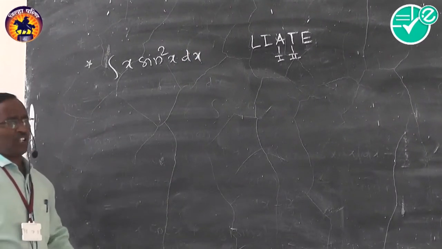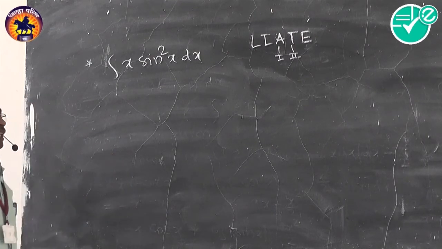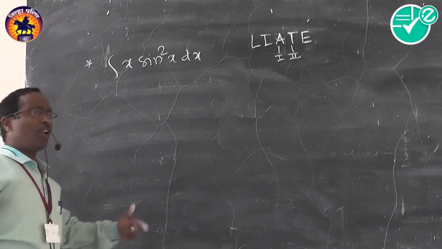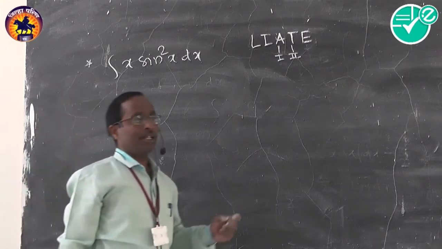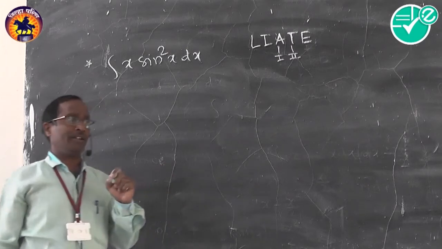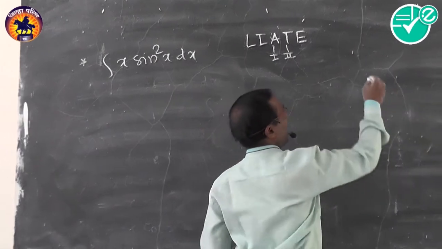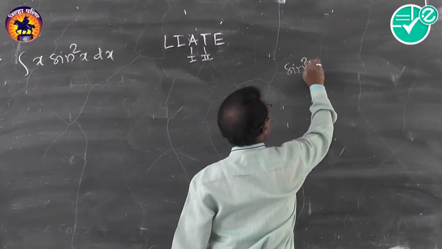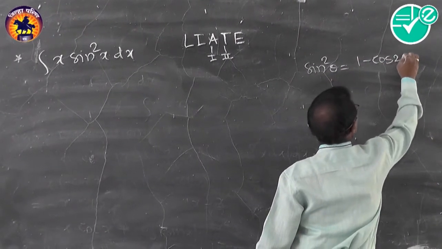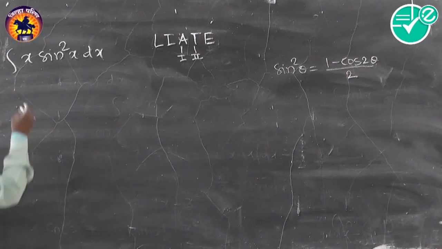In this integrand function, the first function x is algebraic and the second function sin square is trigonometric, but the sin square function is not an integrable function. We cannot find the integration of sin square x. Then we apply the double angle formula that we studied in 11th class, trigonometric functions of compound angle. So sin square theta can be written as 1 minus cos 2 theta divided by 2. So we apply this formula here.